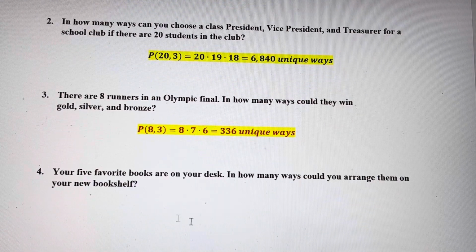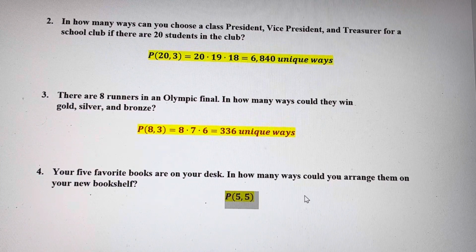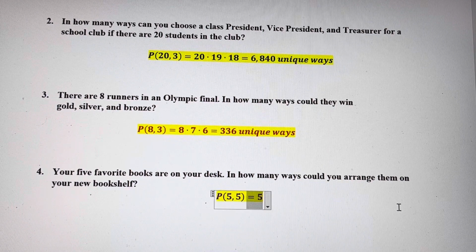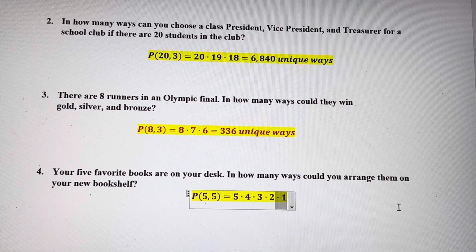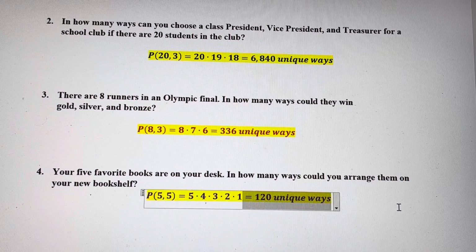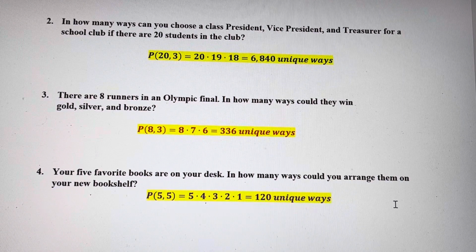And then finally, you've got your 5 favorite books on your desk. How many ways could you arrange those? In this case, we're grouping all 5. We've got 5 objects, and we're going to arrange all 5 of them. So the permutation of 5 objects taken 5 at a time is going to be 5 times 4 times 3 times 2 times 1, or 5 factorial, which gives us 120 different ways we could do that. So that's using the counting principle.